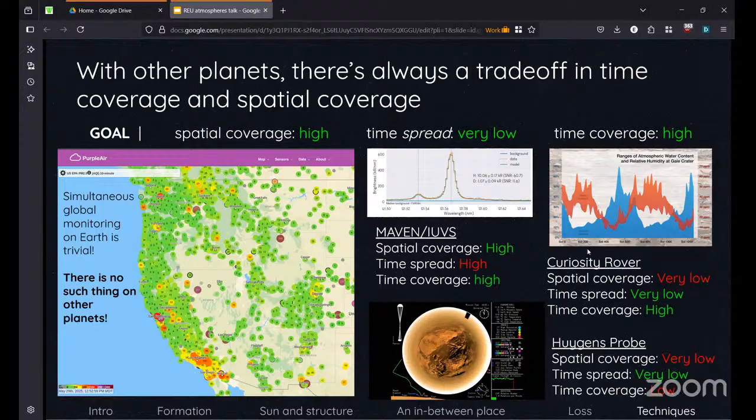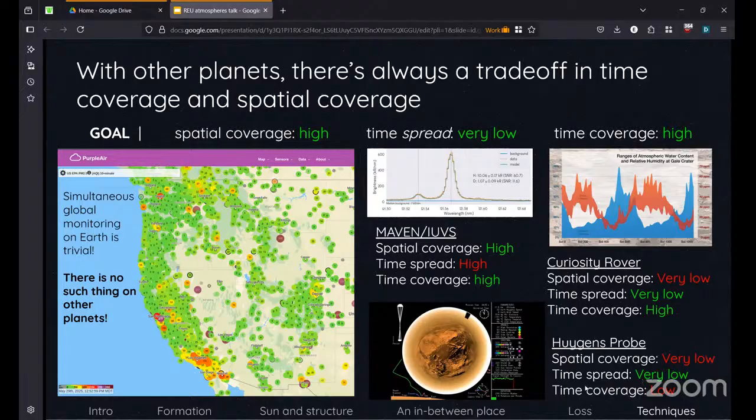By contrast, Curiosity has very poor spatial coverage, right? It's sitting in one spot in Gale Crater. Maybe it moves like 100 kilometers over its lifetime. I don't actually know the exact number. But you can form this really nice time series, which is complementary to orbiters to some extent. And similarly with the probes, poor spatial coverage, not very good in terms of long time baselines to build up the data set, but all of this data recorded by the probe is pretty low spread in time.